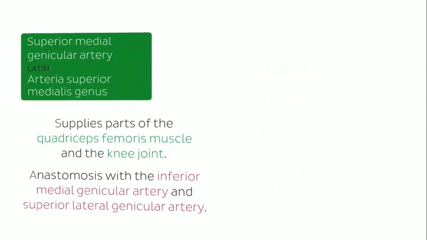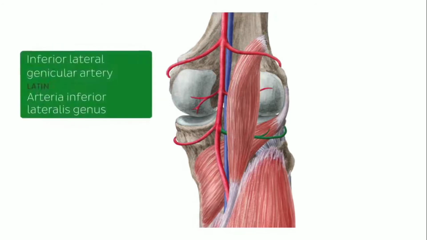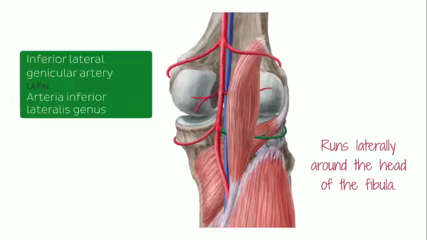Next in line is going to be this one that you see here highlighted in green. Now we're looking at a posterior view. If you remember from that list, yes, this one is the inferior lateral genicular artery. This one runs laterally around the head of the fibula towards the anterior side of the knee joint, supplying then the knee, like the other genicular arteries.